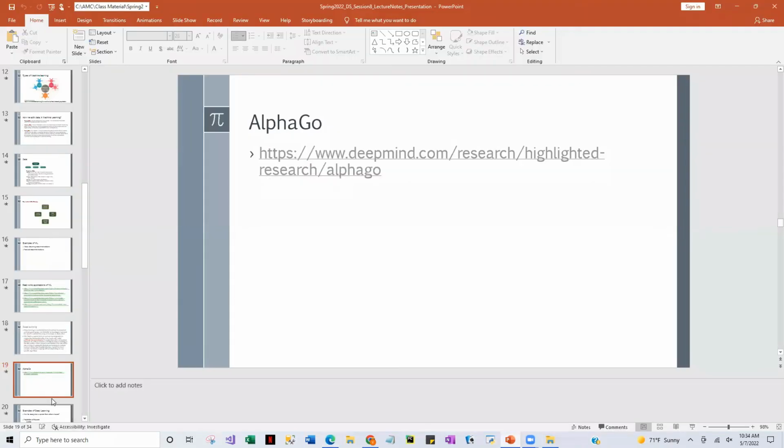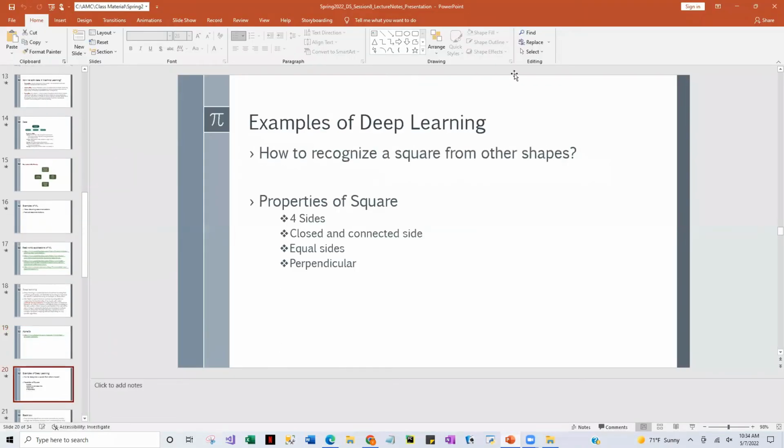So this is about deep learning, and we are going to talk about a simple example. Okay, so how do you recognize a square from other shapes? You need to look at its properties, right? You need to check all the properties and make sure everything is there. And if everything is there, you will decide whether it is a square or not. So this is a simple example just to tell you how deep learning works.